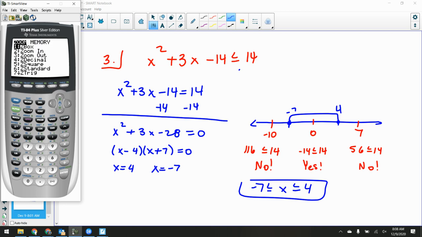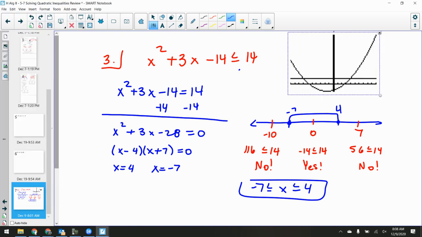I'm going to zoom 6 this. Okay, so there's my parabola. I'm not seeing my 14 line because I only have a 10 by 10 window. Remember, this is a horizontal line at 14. So let's zoom fit and see what happens. Okay, there's my parabola, and there's my 14.